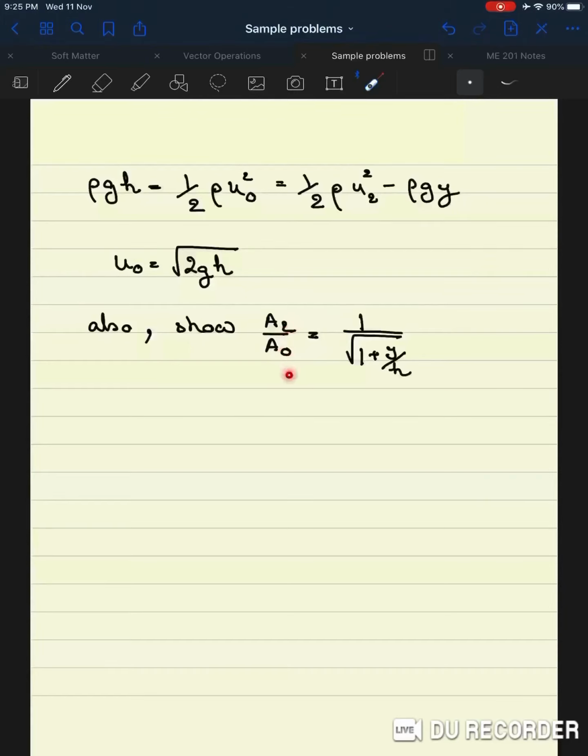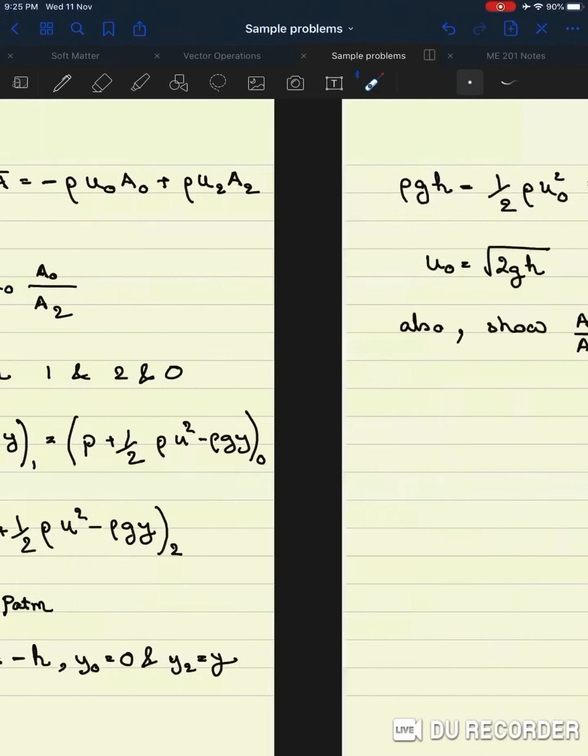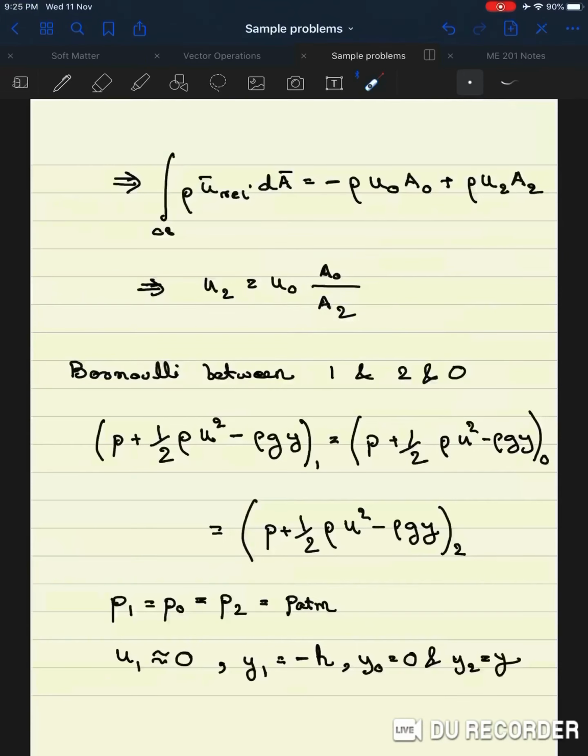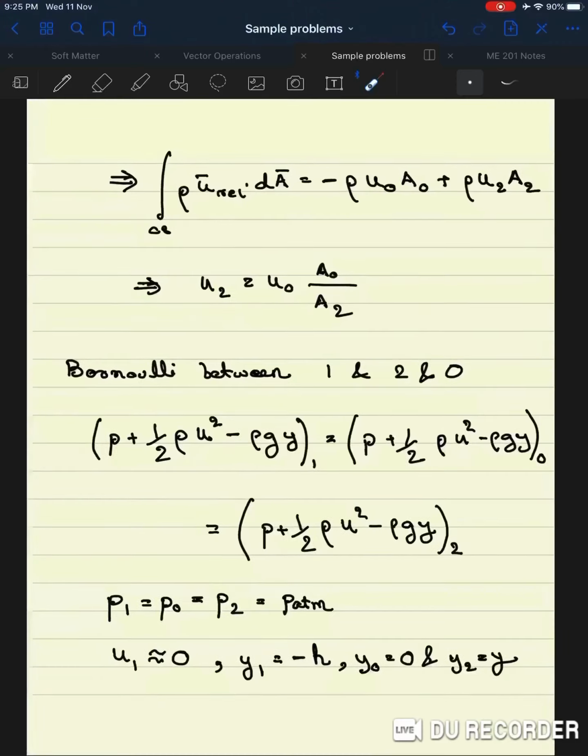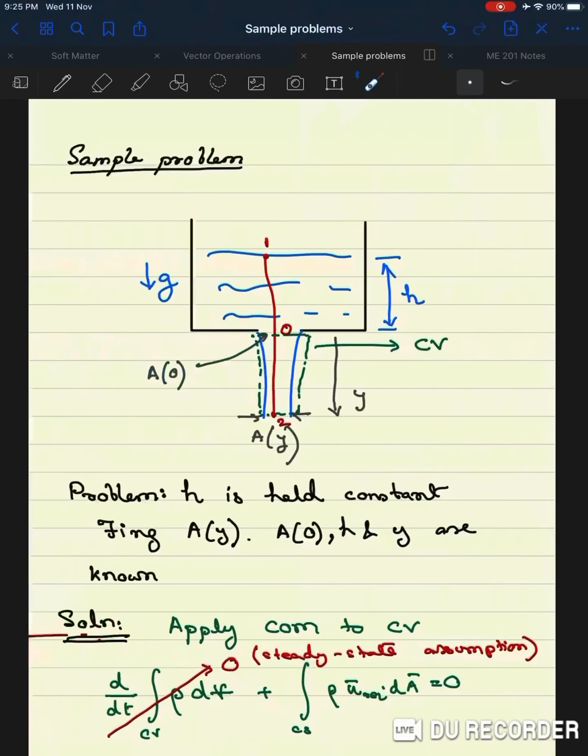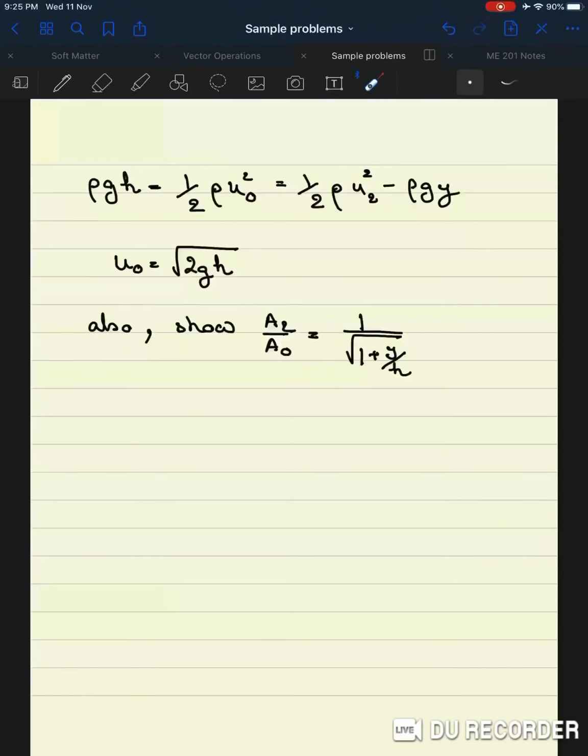So now you have A2 by A0 is going to be this quantity, and that you can get by relating this and this over here, and using all the different values of the different variables, you plug it in, and once you plug everything in, you will get this. Okay, so once you have that, you obviously have also U2. Okay, so I'll just give you this problem, and you can go ahead and try to solve this yourself. Okay.